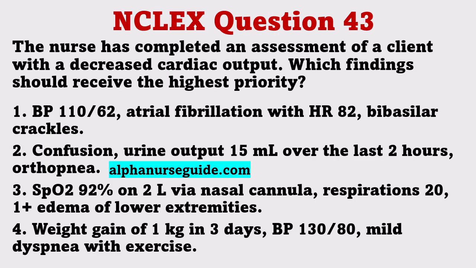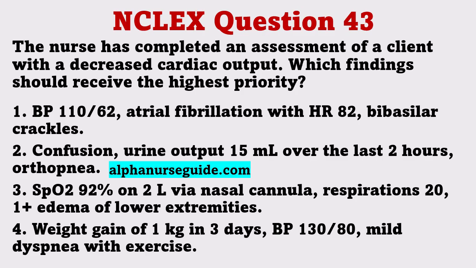The nurse has completed an assessment of a client with a decreased cardiac output. Which findings should receive the highest priority? 1. BP 110/62, atrial fibrillation with heart rate 82, bibasilar crackles. 2. Confusion, urine output 15 milliliters over the last 2 hours, orthopnea. 3. Oxygen saturation 92% on 2 liters via nasal cannula, respirations 20, 1 plus edema of lower extremities. 4. Weight gain of 1 kilogram in 3 days, BP 130/80, mild dyspnea with exercise.